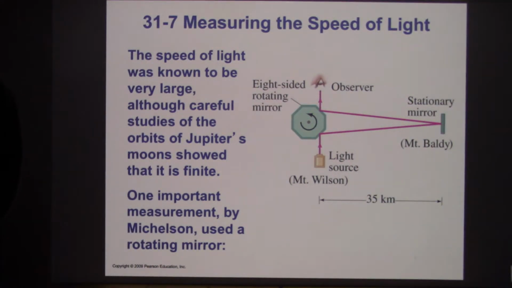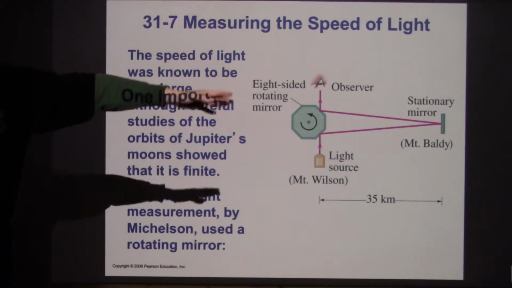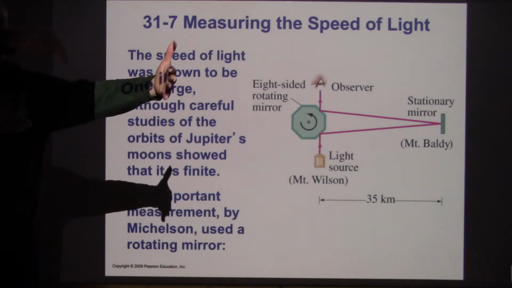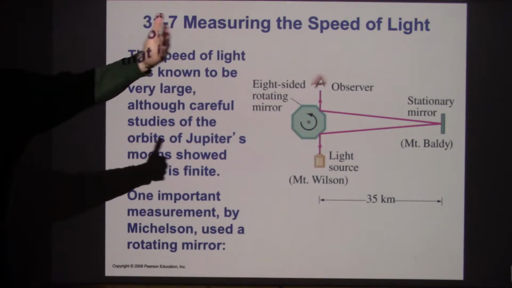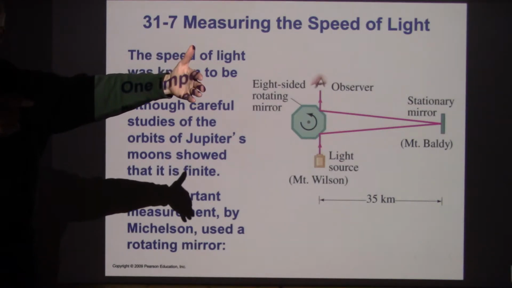So as Earth orbits the Sun, Jupiter's way out there. It's like 5 astronomical units from the Sun. The Earth is defined to be 1 astronomical unit from the Sun, and Jupiter's like 5 times as far away. And so as the Earth orbits the Sun, and Jupiter's orbiting much more slowly, sometimes Earth is farther away from Jupiter, and other times it's closer.